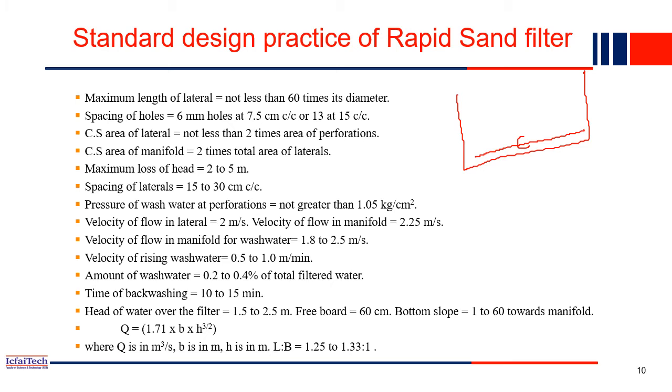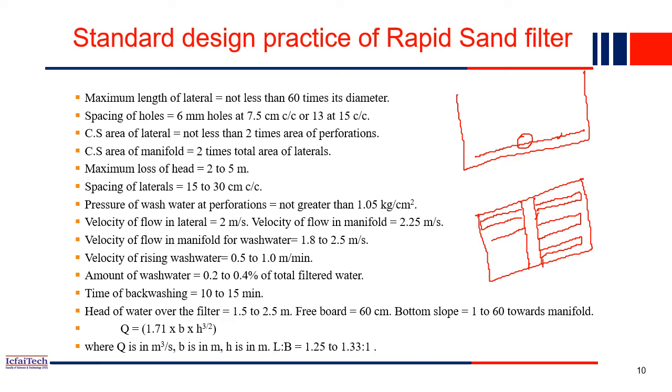At the center, this is the main pipe, whereas these are the laterals. Now if you see the top view, we will find you have a main pipe, and from the main pipe this type of small pipes are going out, right? These pipes we call laterals. So laterals will have the holes on them. So these are the lateral pipes I'm talking about.